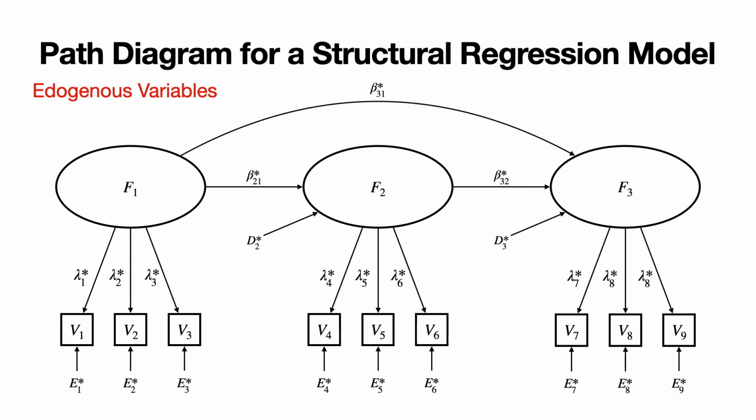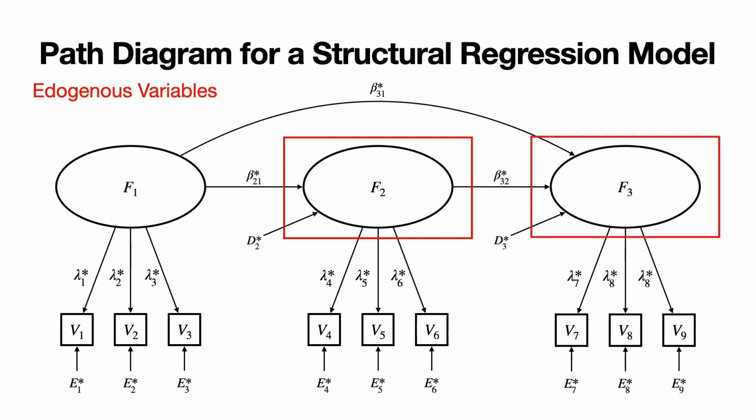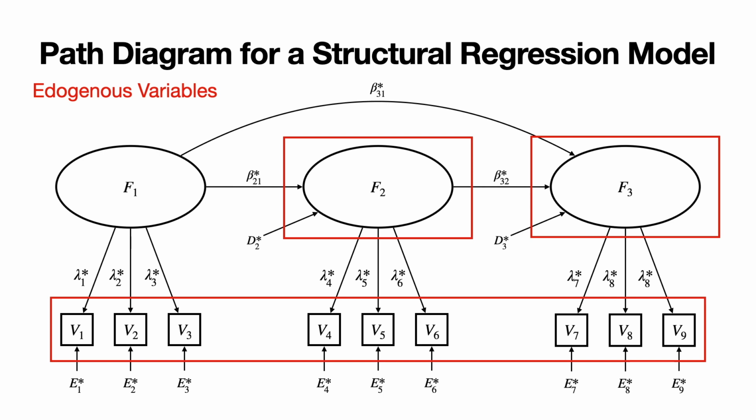Now this brings us to identifying the various endogenous variables. You'll recall that the endogenous variables are the variables that are response variables in at least one of the equations in the model. And so again, we have F2 and F3 being endogenous variables because each of those is a response variable in at least one of the equations in the model. And the 9 manifest variables are also endogenous variables because each of those shows up in at least one equation in the model.